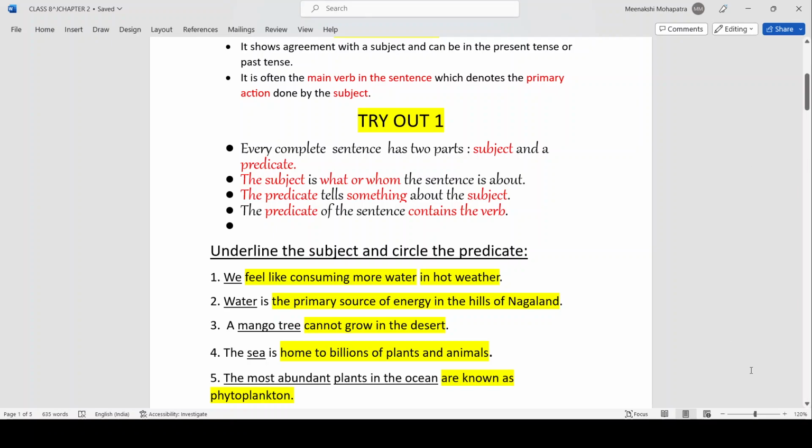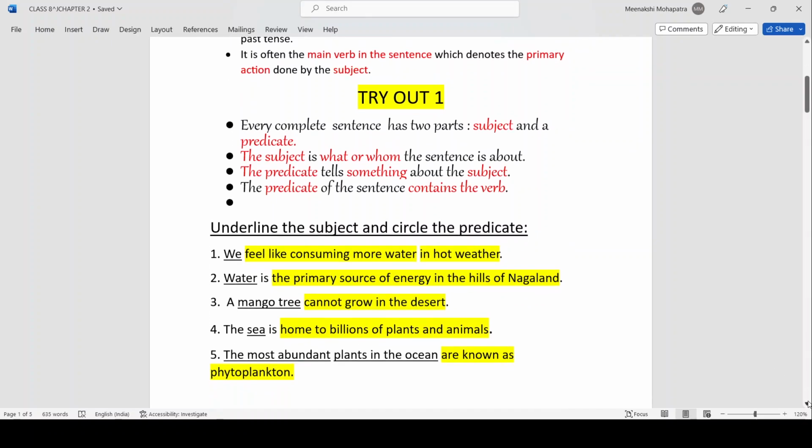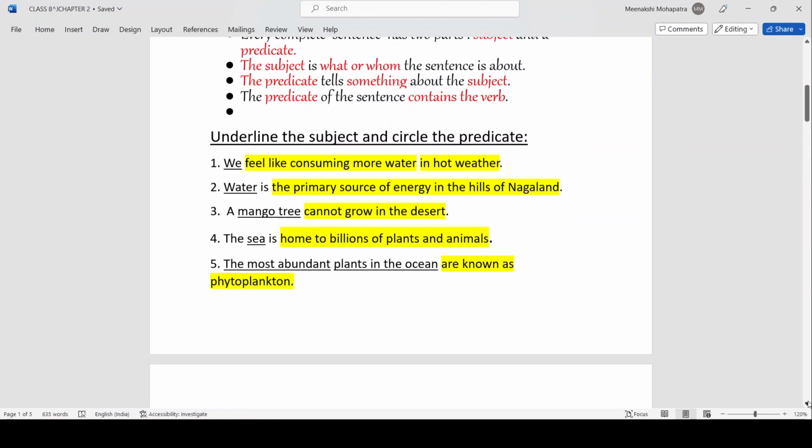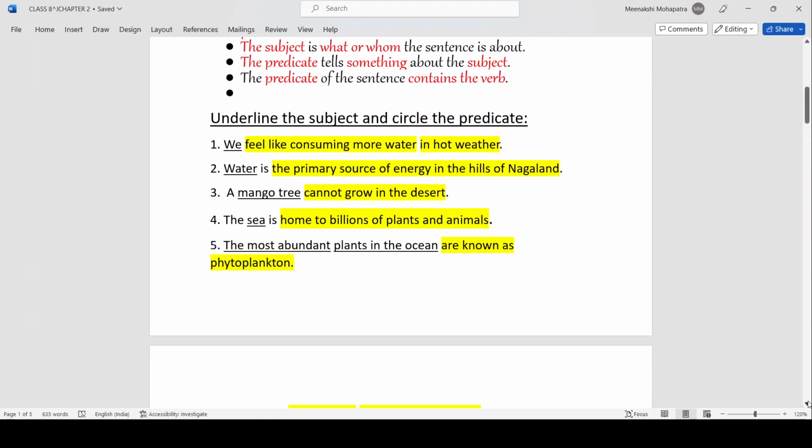Now, number 3. A mango tree cannot grow in the forest. Now, what are we talking about? We are talking about the mango tree. So, the mango tree is the subject over here. Cannot grow in the desert. Grow is the verb. So, cannot grow in the desert is the predicate. Number 4. The sea is home to billions of plants and animals. Whom are we talking about? We are talking about the sea. So, the subject is the sea and is home to billions of plants and animals is the predicate.